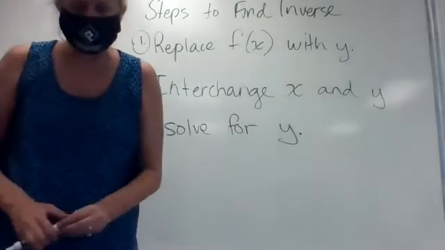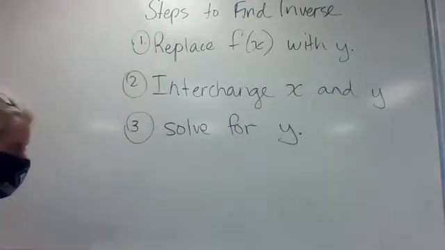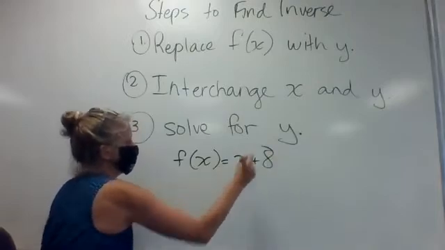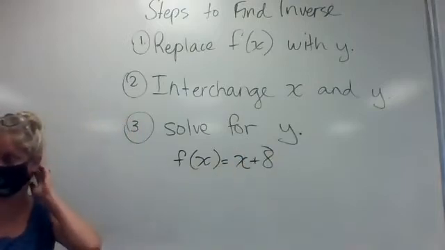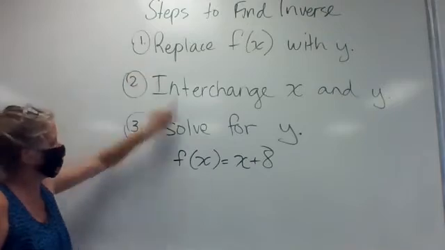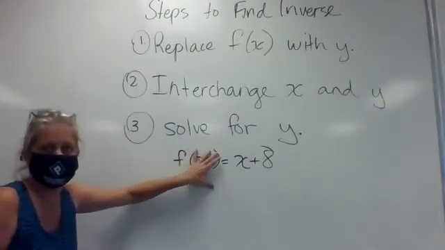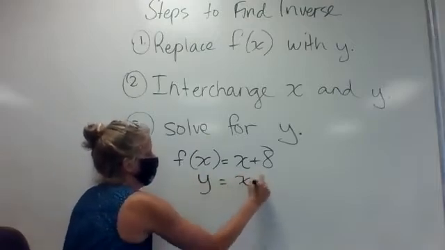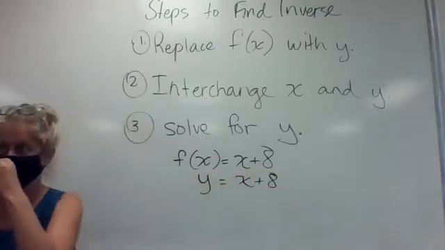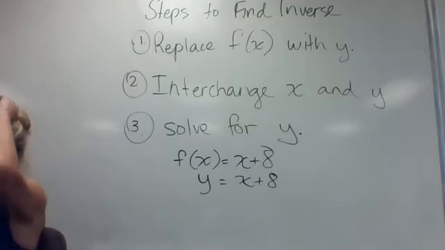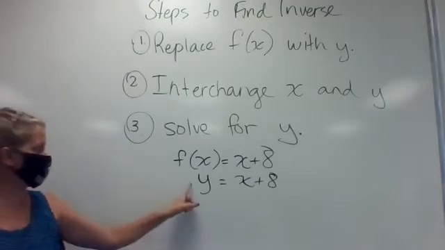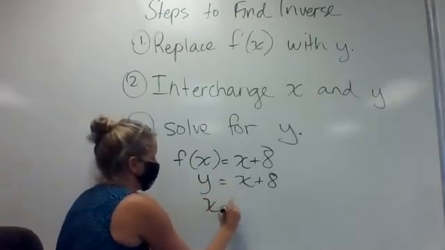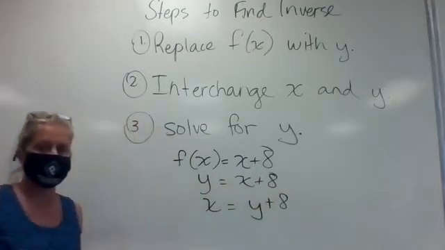So now let's look at number 7. F of x equals x plus 8. So my first step is to just simply rewrite this, but replace the f of x and write it as y equals x plus 8. Right, now you'll do your inverse part. My inverse part is to flip-flop these. So now you have x equals y plus 8.